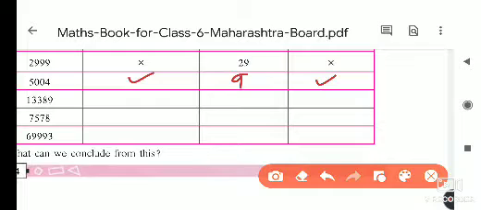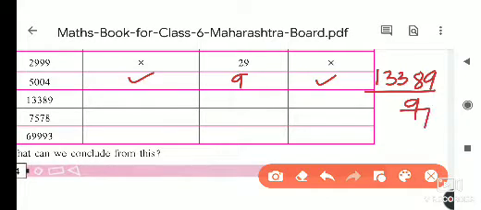Now 13,389 you had to divide with the 9. So 9 ones are 9 because 9 2s are 18 and it is greater than 13. So here 9 ones are 9. 13 minus 9, how much is the answer? 4. Okay, so 4 you have to write in front of 3.